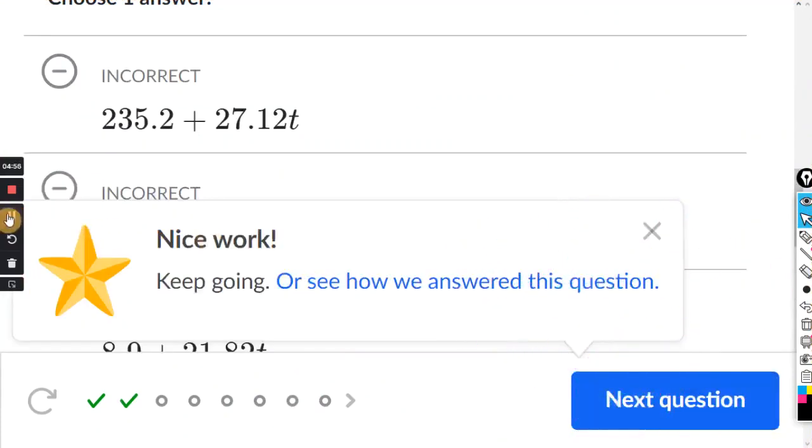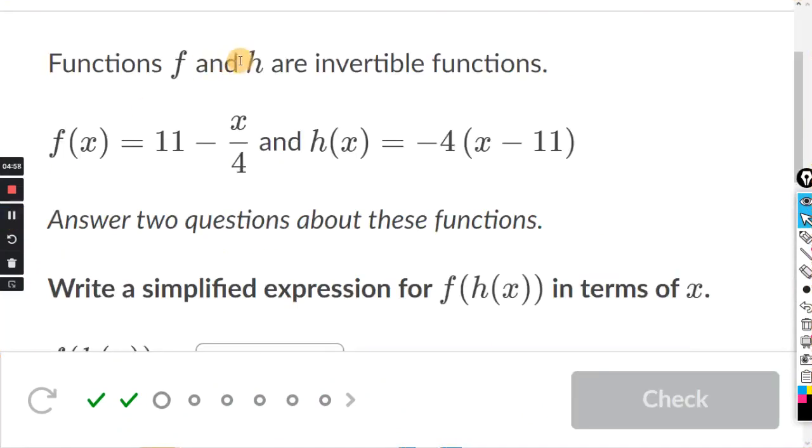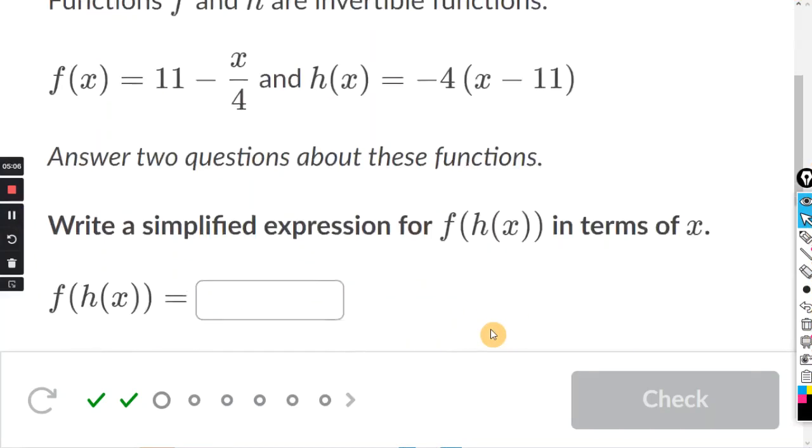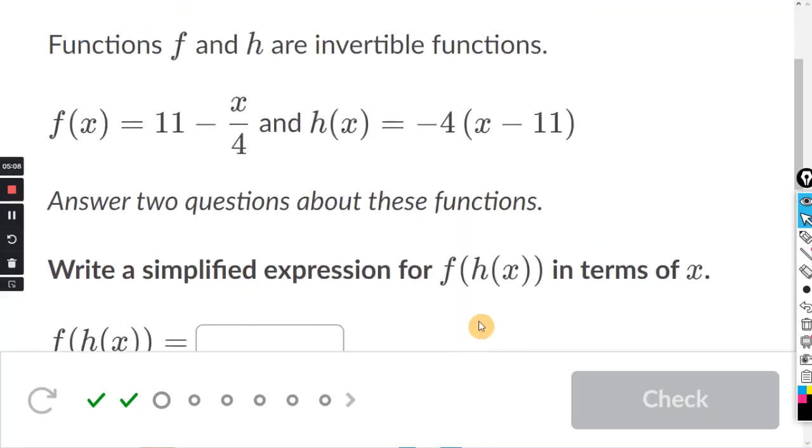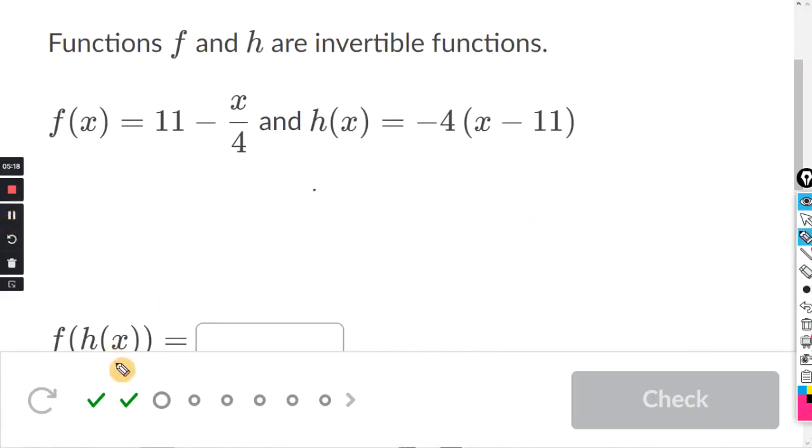Functions f and h are invertible functions. Answer 2 questions. Write a simplified expression for f of h of x in terms of x. Okay, f of h of x means we take h of x and plug it into the f function. So that's what I'm going to do first. All right, we're looking to find f of h of x.